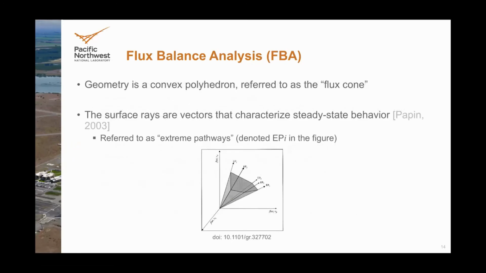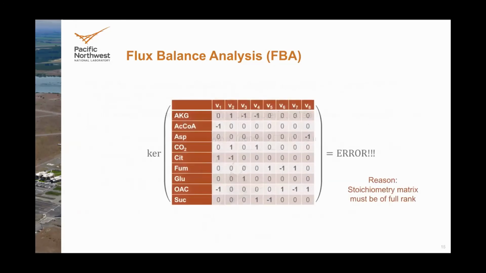As Hyun mentioned, the geometry of this space is a convex polyhedron, which we call the flux cone. And the surface rays of that flux cone characterize the behavior at steady state. In some literature, they call this the extreme pathways. There are lots of different names for these things, and I've given the reference there.